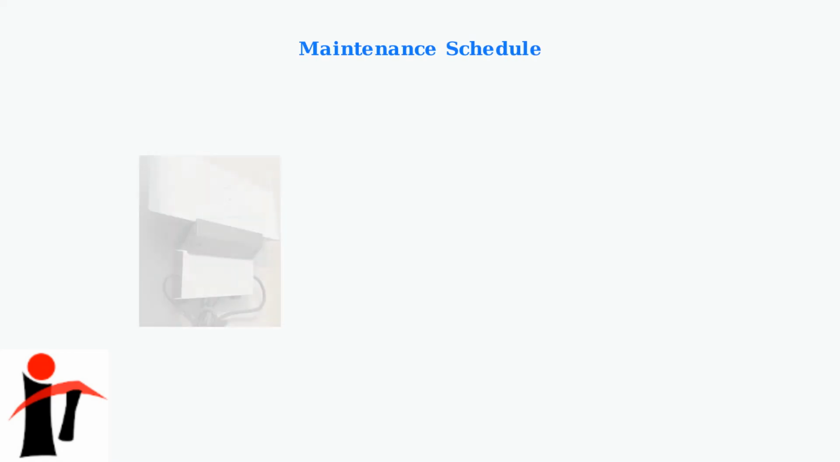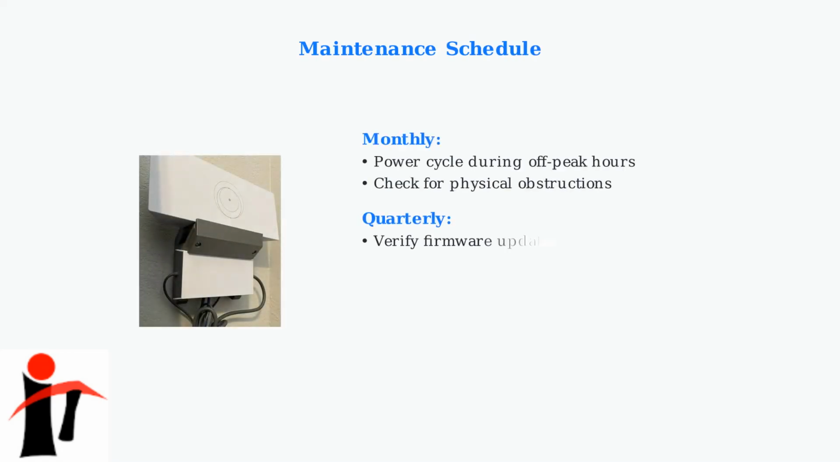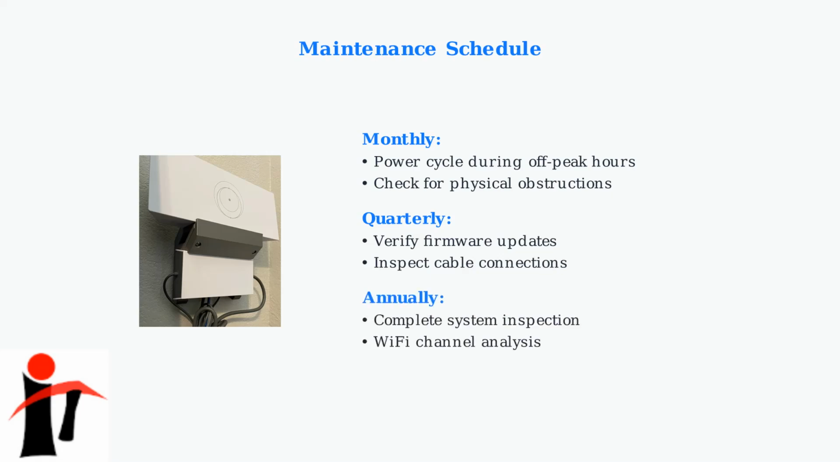Regular maintenance prevents most SSID issues before they occur. Implement a monthly power cycling routine during off-peak hours and perform quarterly firmware update checks. These simple practices can prevent the majority of connectivity problems.